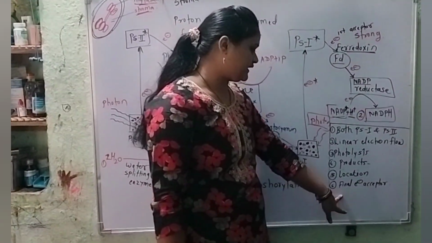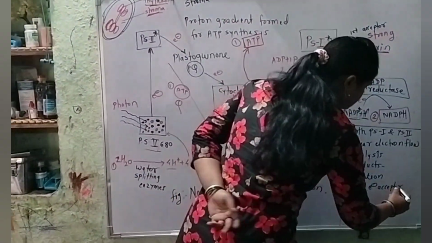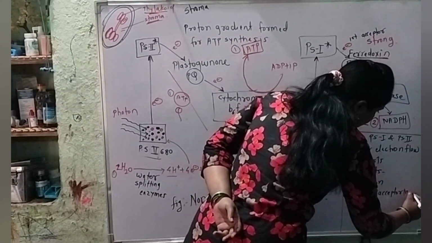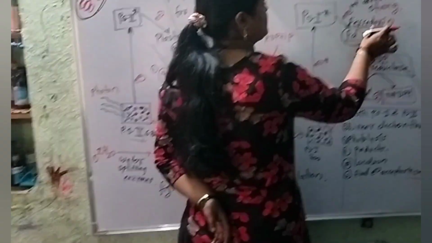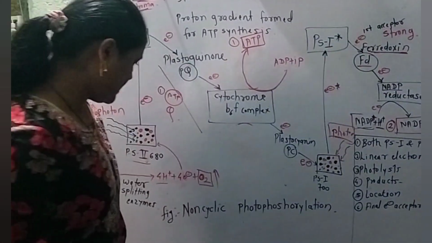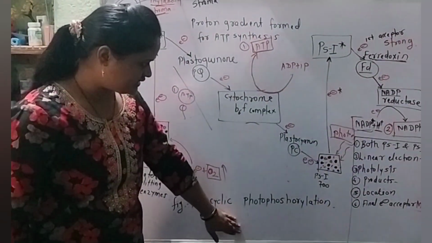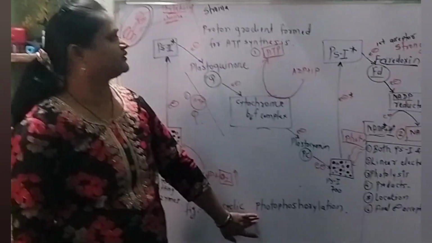Then what is the final electron acceptor? A question can come from here too. The final electron acceptor is ferredoxin. So I hope you have understood this. Okay, thank you.